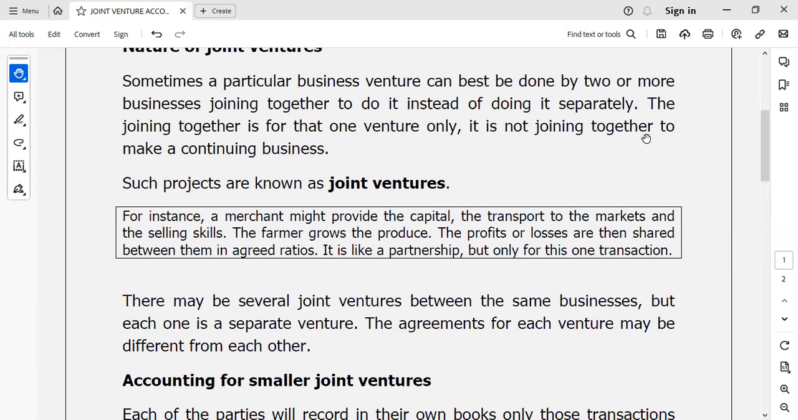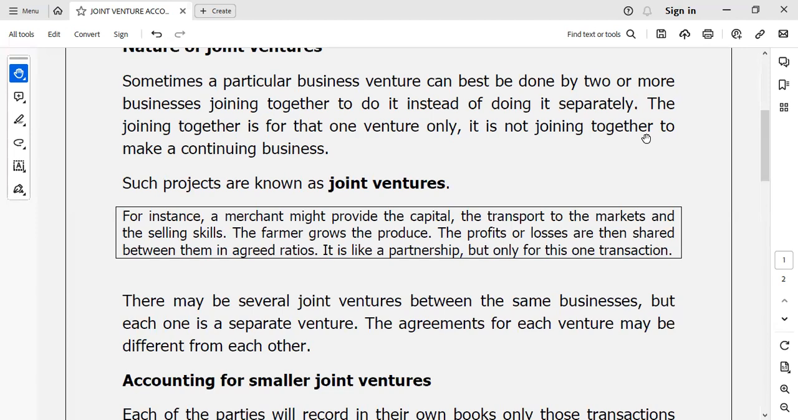But don't forget that this joint venture involves a return, the profits or losses. These have to be shared between the merchant and the farmer, in this case, in the agreed ratios. So it's like a partnership, but only for this one transaction. There may be several joint ventures between the same businesses, but each one is a separate venture. The agreements for each venture may be different from each other, but we are treating each venture separately.